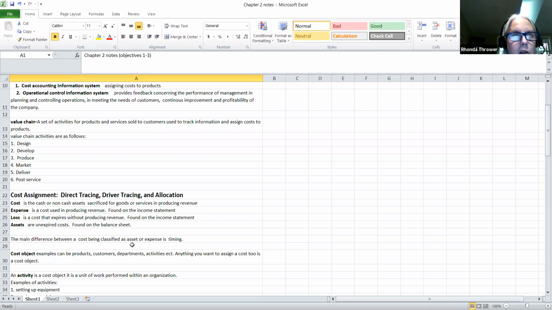When we buy an asset, we call it an unused asset, we put it in the asset accounts. Once it becomes used, then it becomes an expense. So in timing, our assets can become expenses once they are used.